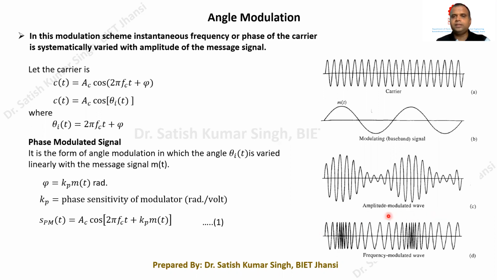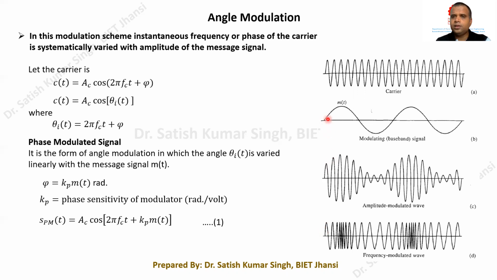As we said in the case of amplitude modulation, the amplitude of the carrier is varied systematically with respect to the amplitude of the message signal. Similarly, in angle modulation, the instantaneous frequency or phase of the carrier is systematically varied with the amplitude of the message signal. When the message signal m(t) equals 0, the carrier remains unmodulated, and whatever the carrier frequency is, the carrier keeps the same frequency.